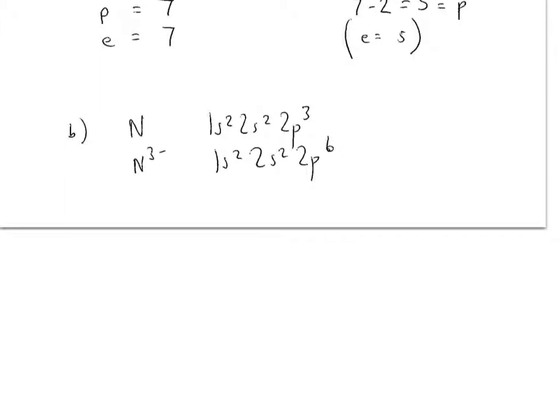Configuration of N3- and N. Well, N is 1s2, 2s2, 2p3. 3- means add electrons to the outer shell, so we're adding 3 electrons to the 2p3, making 1s2, 2s2 and 2p6.